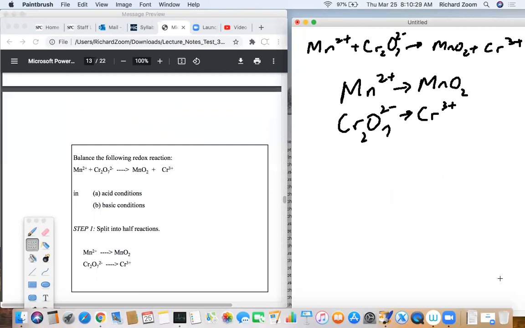Okay, so the manganeses are already balanced. We got one Mn and one Mn, so we're good there. The chromiums, though, we've got two chromiums down here and only one over here, so I do have to put a 2 in front of the Cr3+.